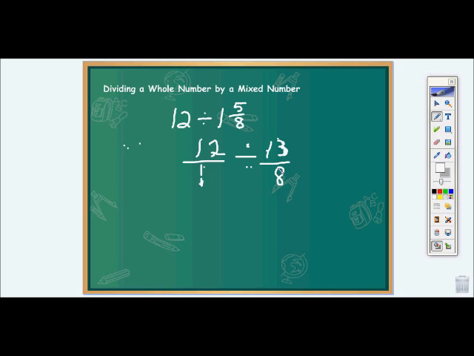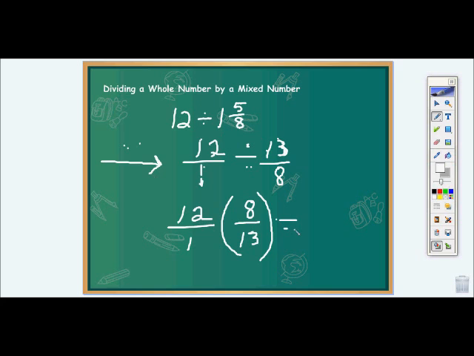So I want to change my division sentence into a multiplication sentence. So I have 12 over 1, and that's going to be multiplied by the reciprocal, and that reciprocal is going to be 8/13. Now you'll notice they're playing a little trick on you because on this step, if this would have been our multiplication, we can do some reducing. But at this step, we do not have anything to reduce.